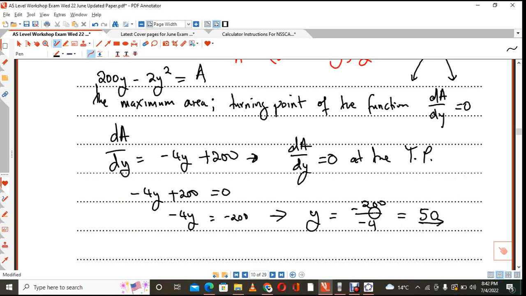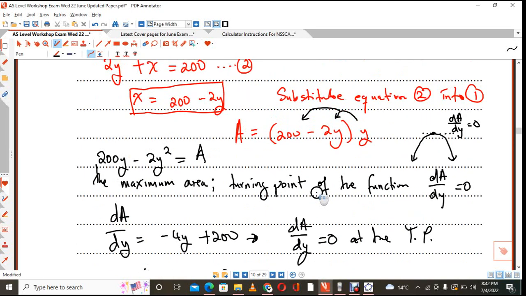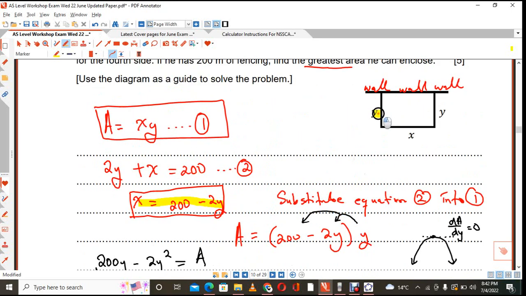So if you have y equals 50, now we are going to substitute. Remember this one here, I'm going to highlight it because I want to find the value of x, okay? Because the question says find the greatest area. In order for us to find the greatest area, we need to multiply our y with the value of x in order for us to find the greatest area.